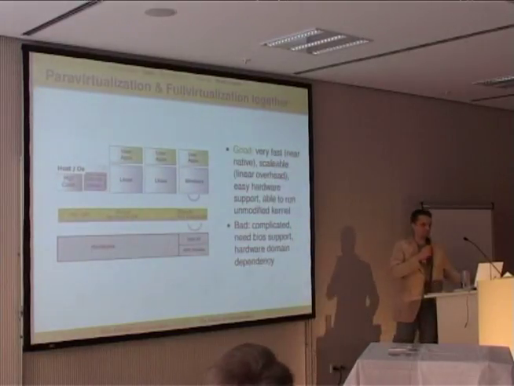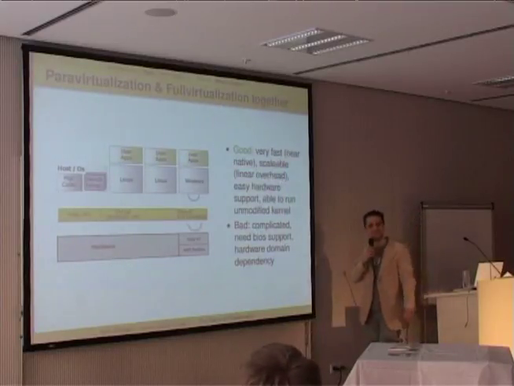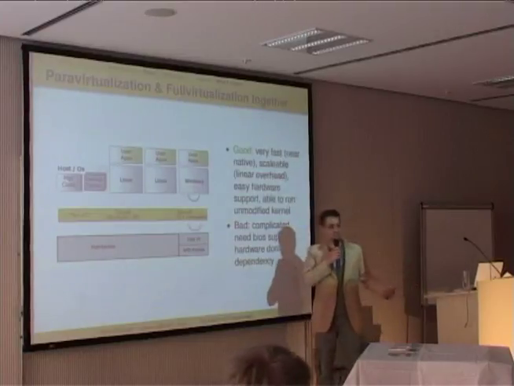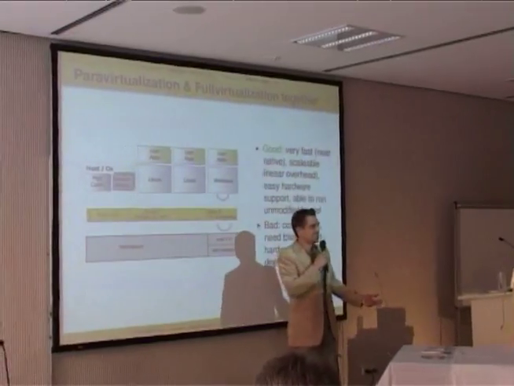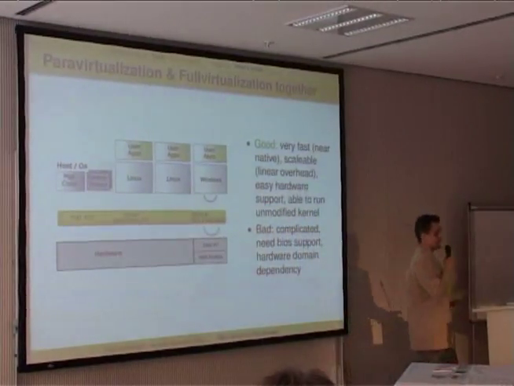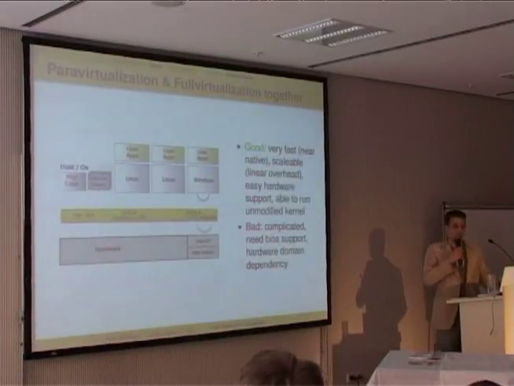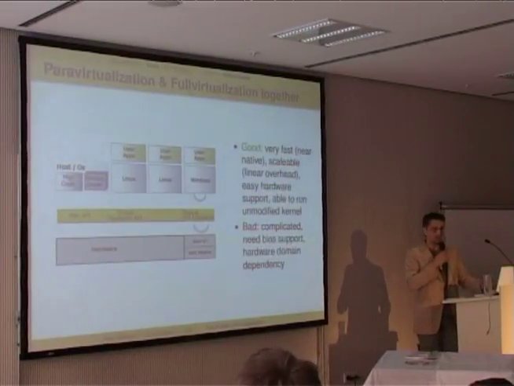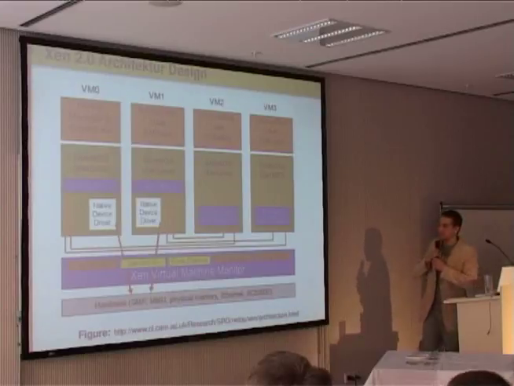So what the Xen people thought was, well, let's put the new hardware changes, the BIOS of Bochs, and the I/O emulation of QEMU together, and of course Xen. And basically then you have full virtualization with linear overhead and near native speed.